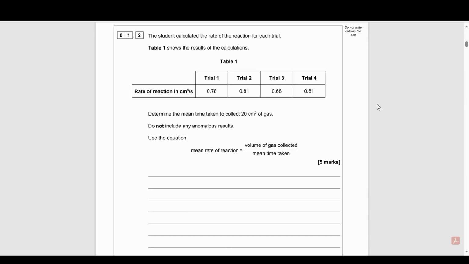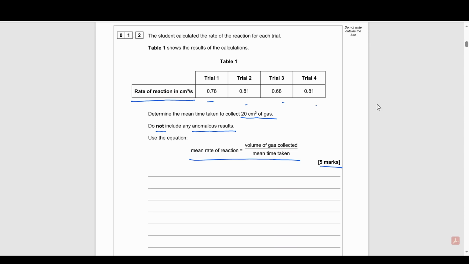1.2. The student calculated the rate of reaction for each trial. Table 1 shows the results of the calculations. So the rate of reaction in each of these 4 trials was recorded. Determine the mean time taken to collect 20 centimeter cubed of gas. Do not include any anomalous results and use the equation. 5 marks.